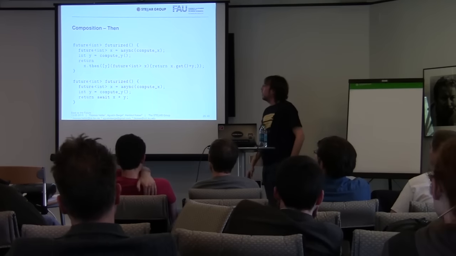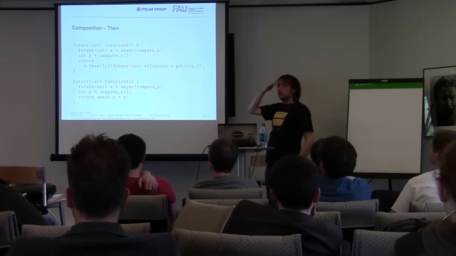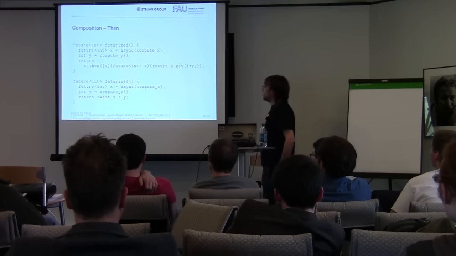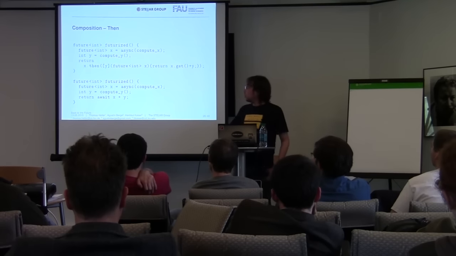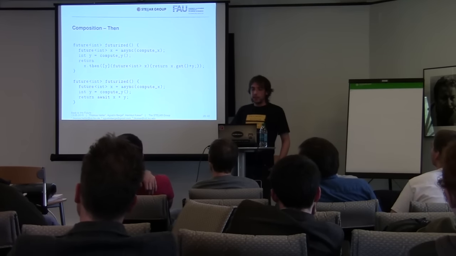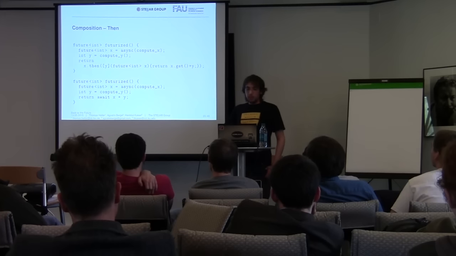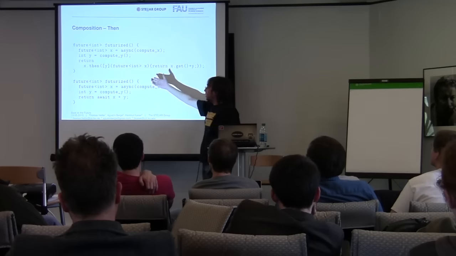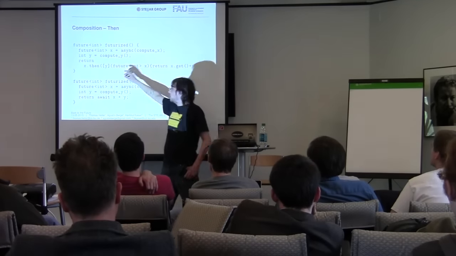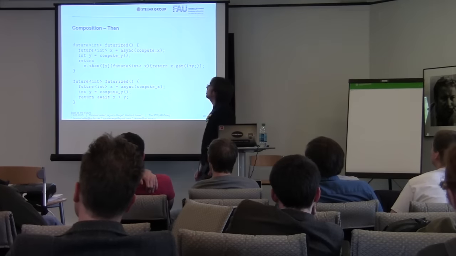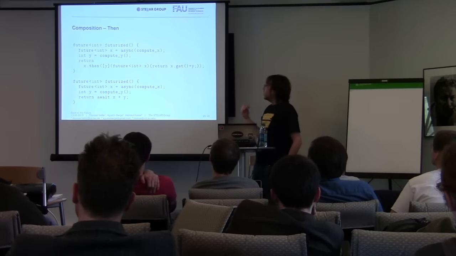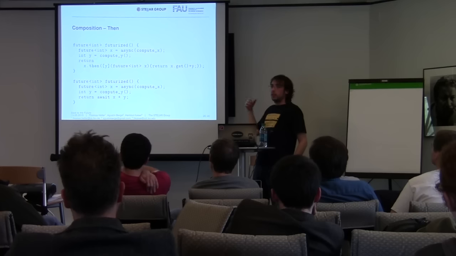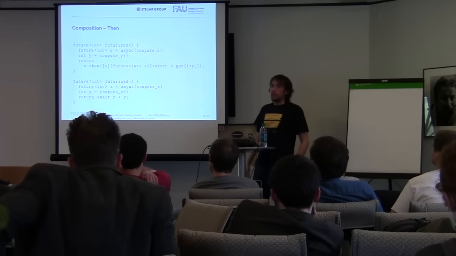Now, this is the key. .then is the key functionality that allows us to scale, because it allows us to define small pieces of work, small tasks, and we implicitly define the dependencies between those tasks by x.then. We know that this task implicitly depends on x. So the framework knows that, and it can schedule this task as soon as the dependencies are ready, we schedule the next one.